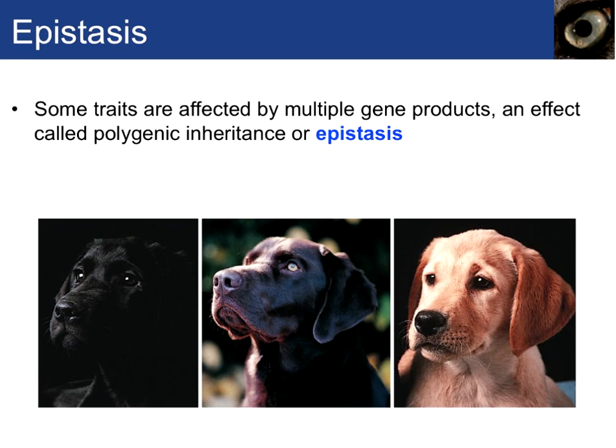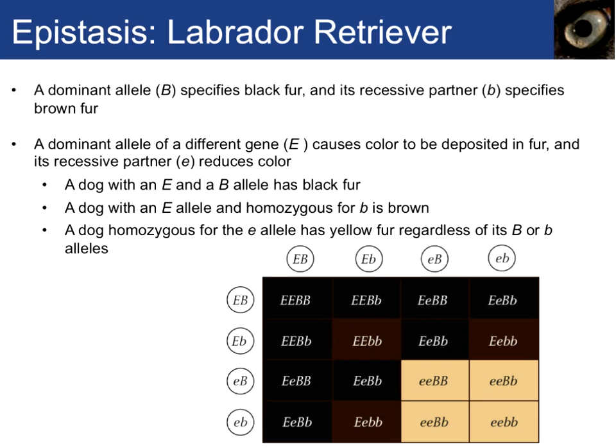So some traits are affected by multiple gene products. And this effect is called polygenic inheritance, or epistasis. One example of this is the Labrador Retriever coat color. You can have 3 different coat colors: black, brown, or yellow.